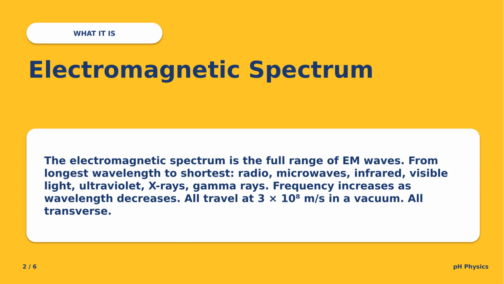The electromagnetic spectrum is the full range of electromagnetic waves, from longest wavelength to shortest: radio, microwaves, infrared, visible light, ultraviolet, X-rays, gamma rays. The frequency increases as the wavelength decreases, and they all travel at 3 times 10 to the 8 meters per second in a vacuum, and they're all transverse.